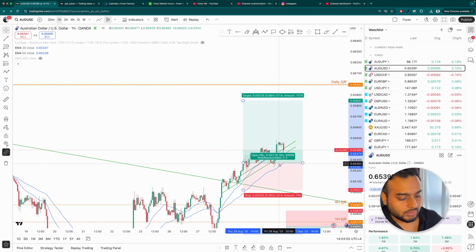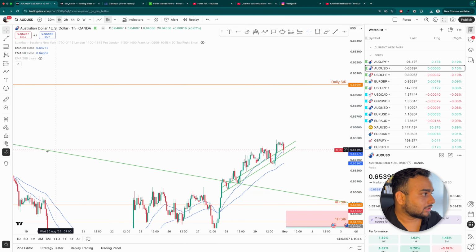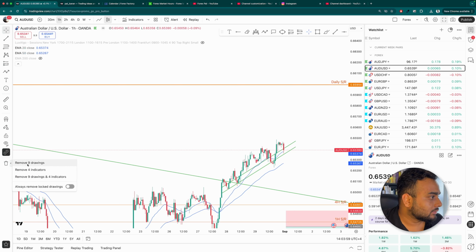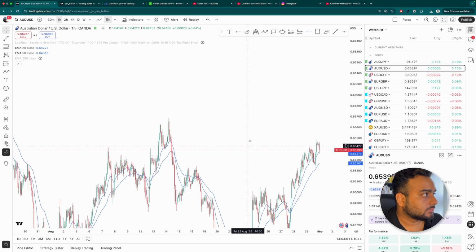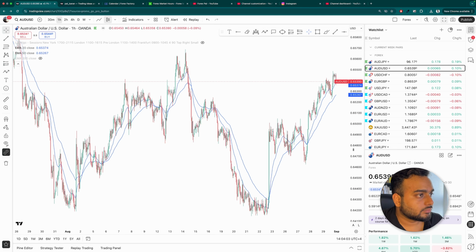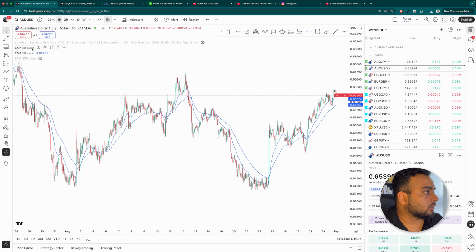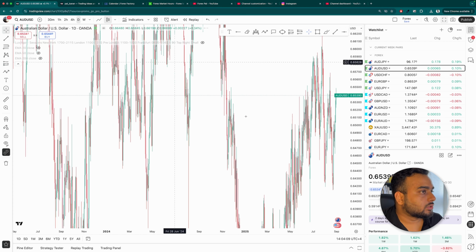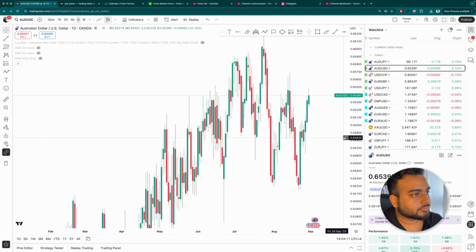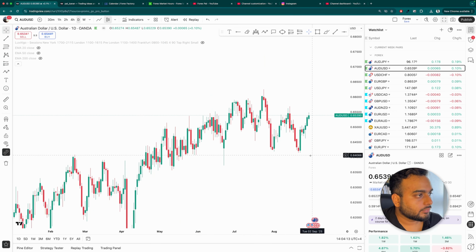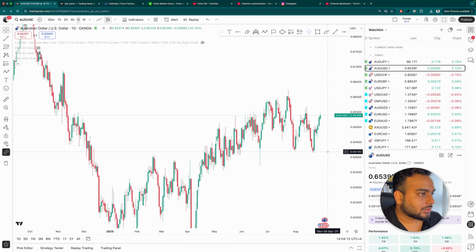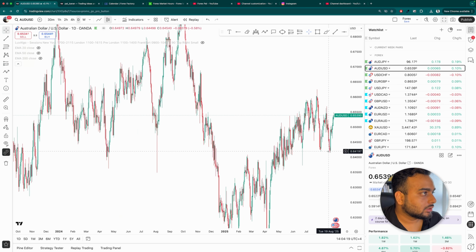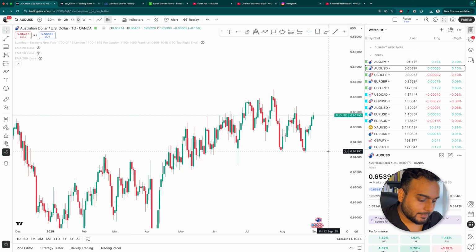So let's remove these lines. Actually, I'll just remove everything I have here. Okay, let's remove this as well. Let's switch to daily time frame. The price has not been doing much on the daily time frame.